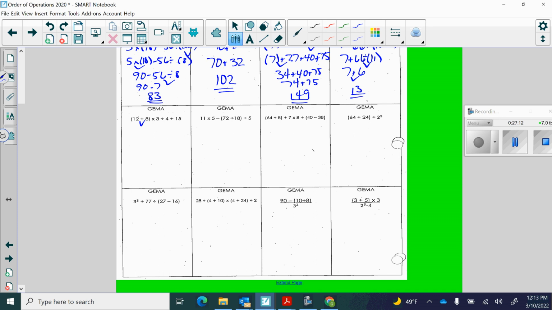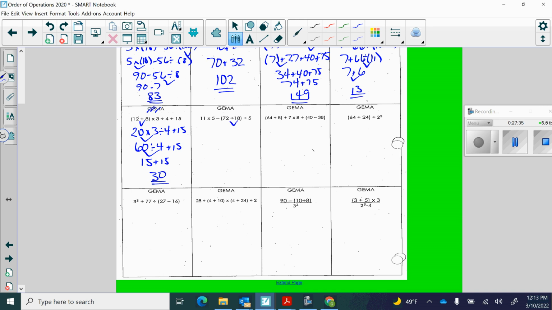Groupings. We have 1 grouping up front. So that gives us 20 times 3 divided by 4 plus 15. No exponents. Multiplication division. 60 divided by 4 plus 15. I have another division. 15 plus 15. That's it for those. So all we get is our answer of 30.